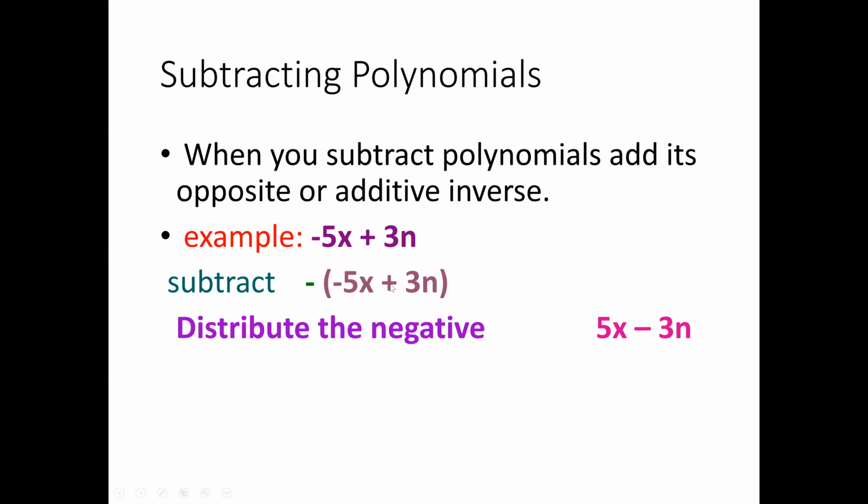Then negative times positive will give me negative. So our final answer will be 5s minus 3n. So we are changing the sign. The whole concept here is that when we are subtracting, we can remove the parentheses by multiplying the negative with the terms inside. And when we multiply negative with all the terms in the parentheses, all we need to do is change the sign. If it's negative, it will change to positive. If it's positive, it will change to negative.